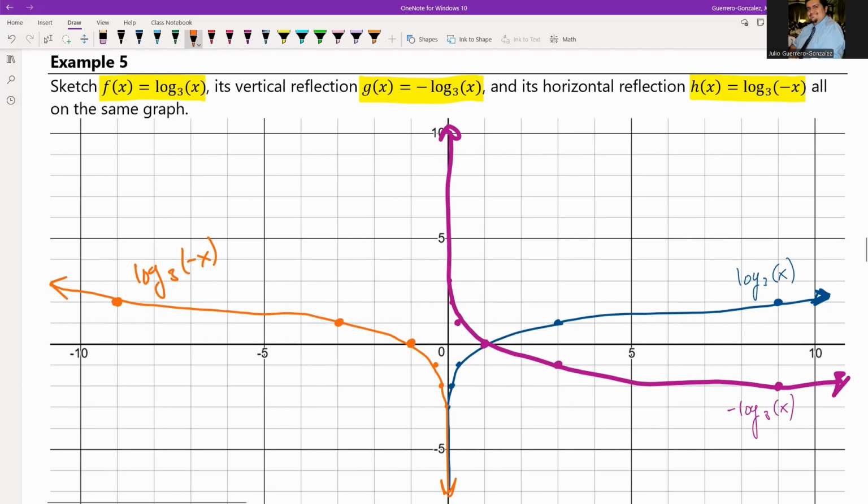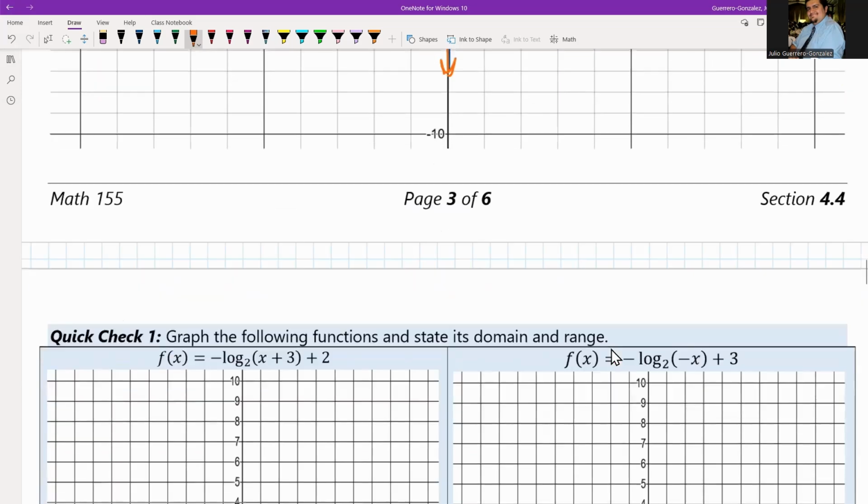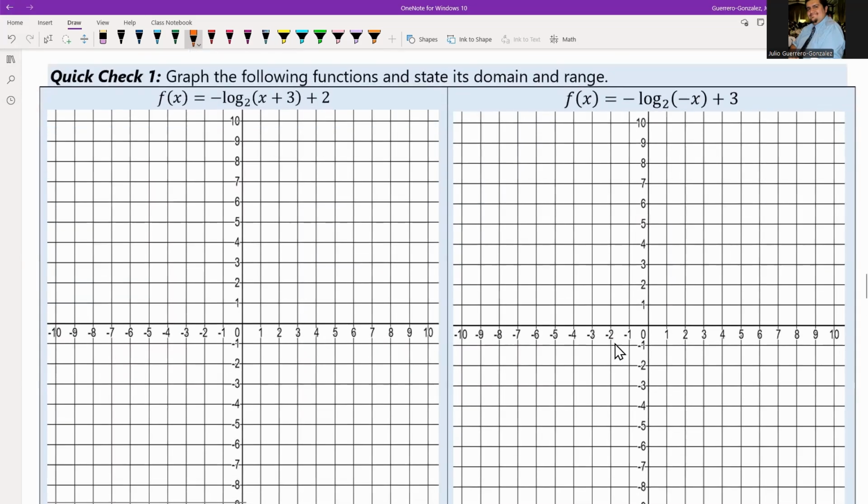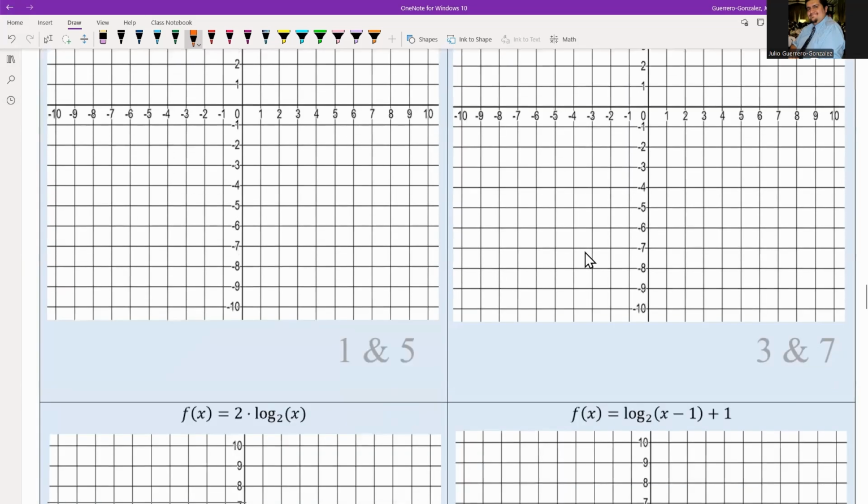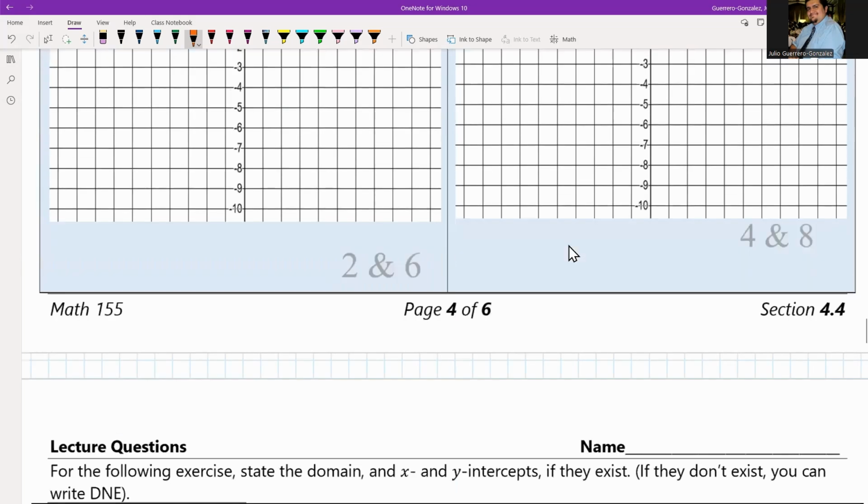After this, what do we got? Quick checks. I'm going to try them out. Be nitpicky. You can try these out at home first before you come to class, but I'm pretty sure everybody's probably sick and tired of it. Do as best you can. Be as nitpicky as possible when you graph these. We'll try these again in class.